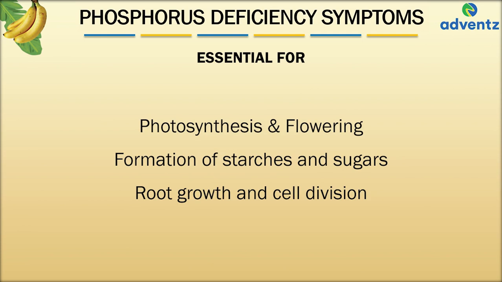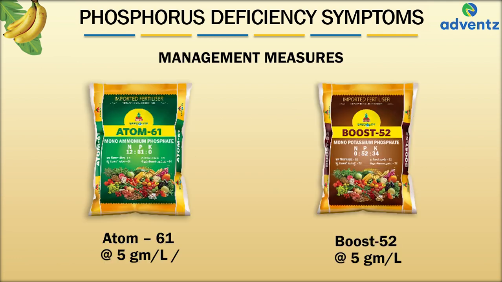Phosphorus is essential for photosynthesis, flowering, formation of starches and sugars. To rectify phosphorus deficiency symptoms, we need to spray the crop with Atom 61 or Boost 52. These are both water-soluble fertilizers at the rate of 5 grams per liter of water.